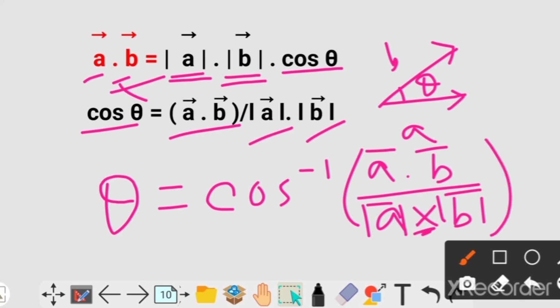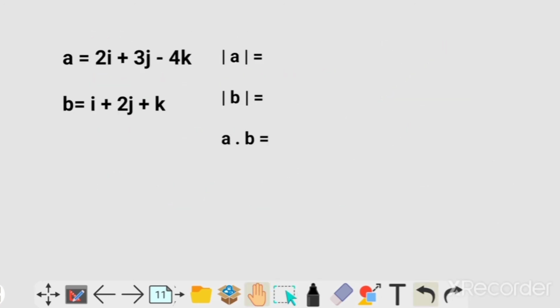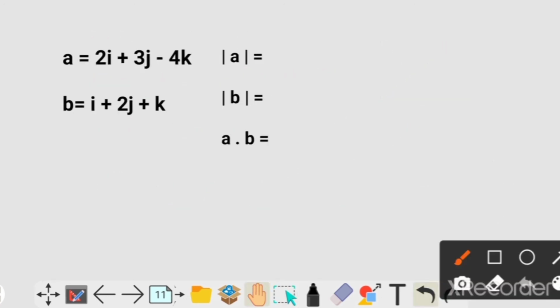Now we'll do the application. For the application part, I have taken two vectors. First one is A vector, that is 2i plus 3j minus 4k, and second one is B vector, that is i plus 2j plus k.